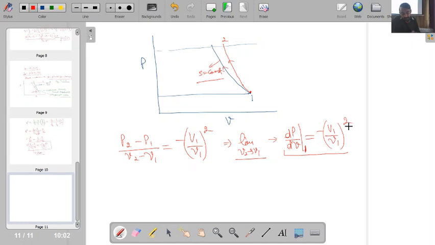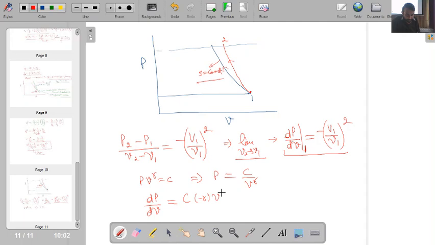Now if I calculate the slope for the isentropic process, we know that for an isentropic process PV power gamma equal to constant, so P will be equal to C by V gamma. If I calculate the slope, dp by dv will become C times minus gamma into V power minus gamma minus 1. Now this C I can replace with PV gamma, times minus gamma times... what will I get from here?